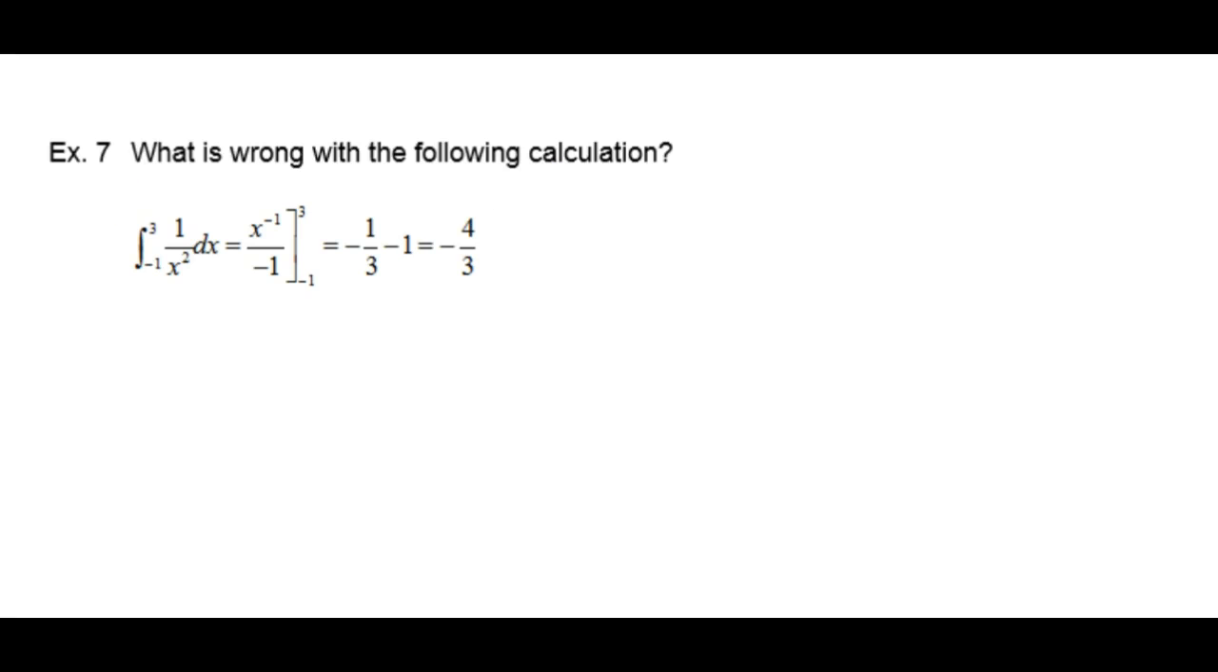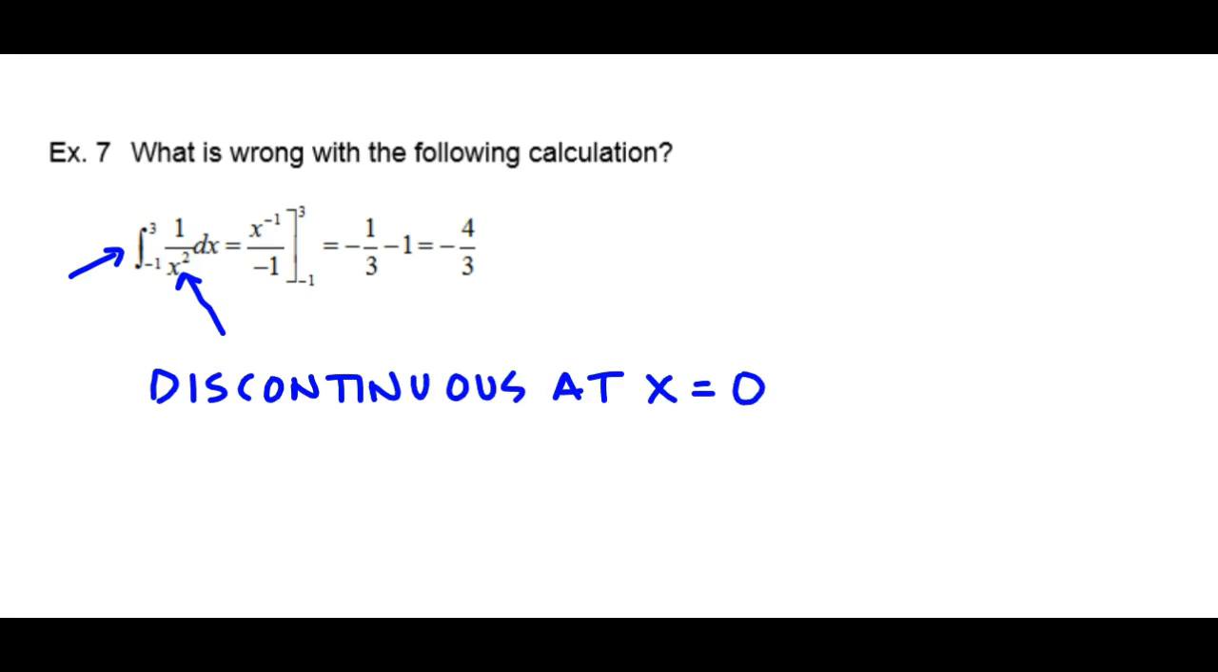The last example here, what's wrong with the following calculation? Well, it looks like they did the antiderivative correctly, but what we haven't been paying close enough attention to is that this is discontinuous when x is 0, and since the limits include 0, this does not exist. We can't calculate this. So discontinuous at x equals 0, so does not exist.